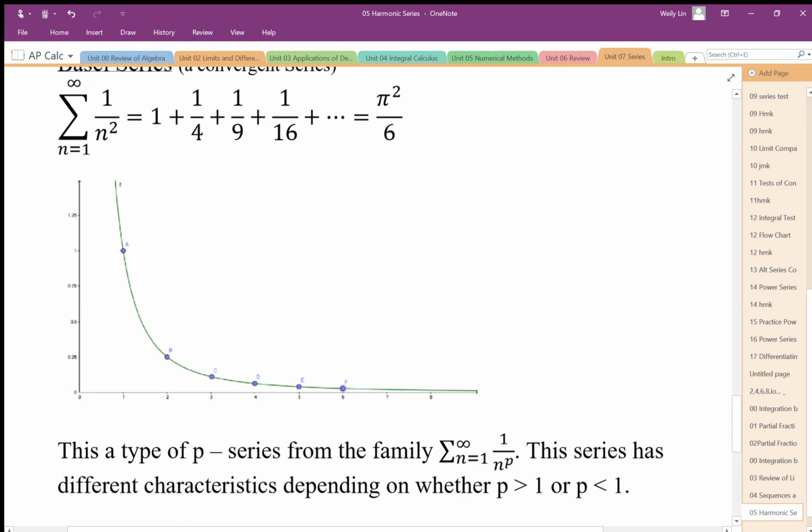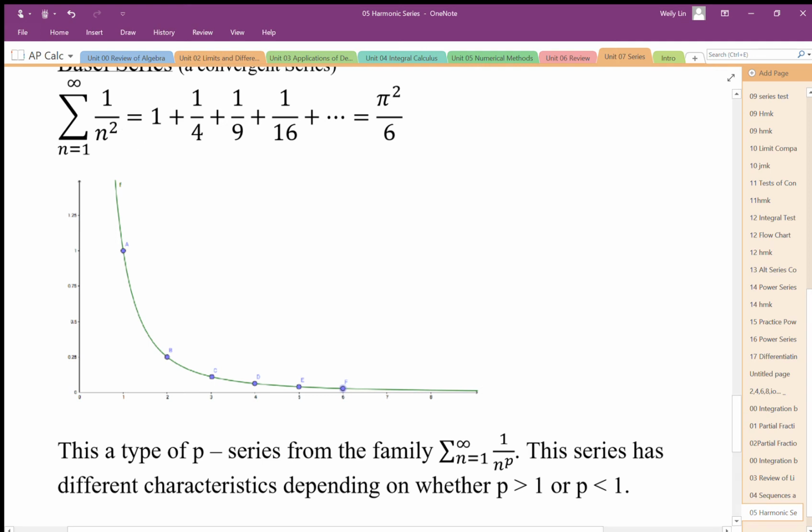Most of them we don't know what the sum is, but this Basel series, somebody spent a long time to figure out that it was pi squared over 6. But for our purposes, we don't really care what the actual sum is. We just need to know whether they converge or diverge. We're not in the business of calculating these sums. That is way too hard. Okay? But we are going to look at whether these converge or diverge.